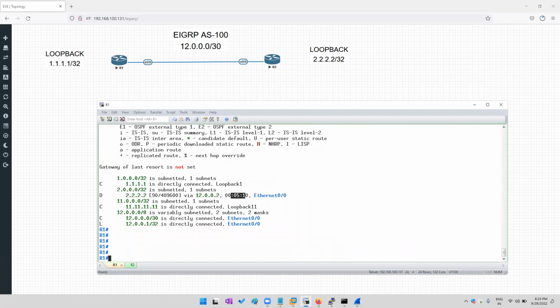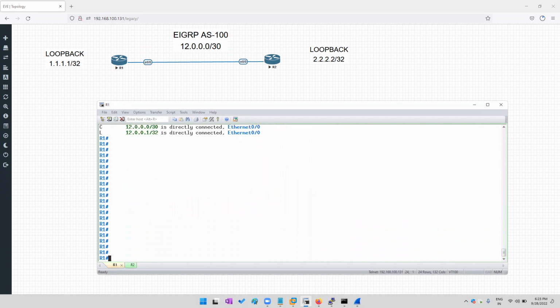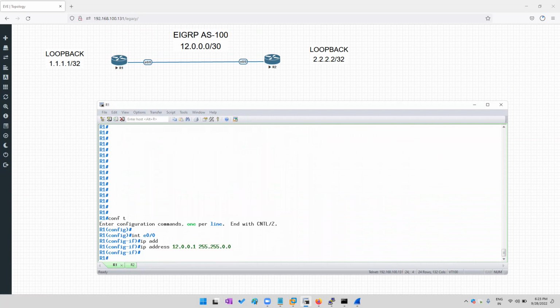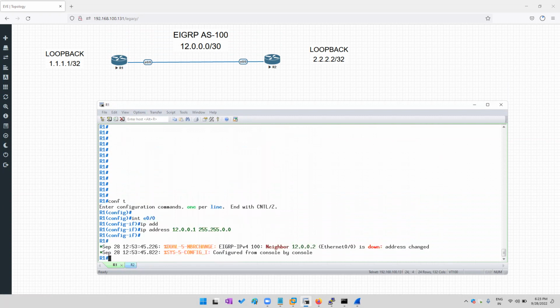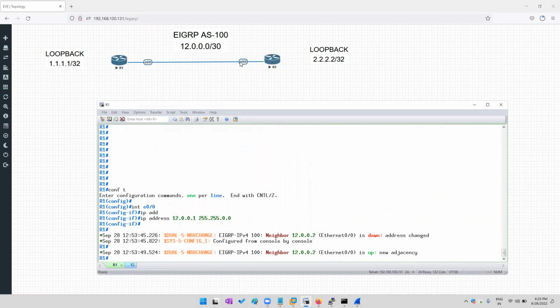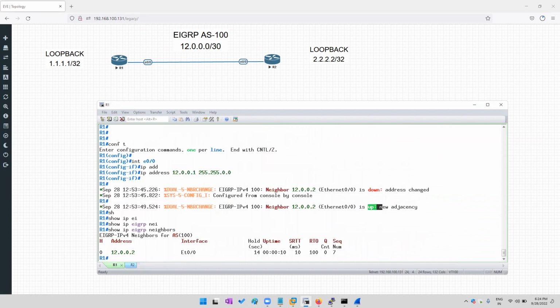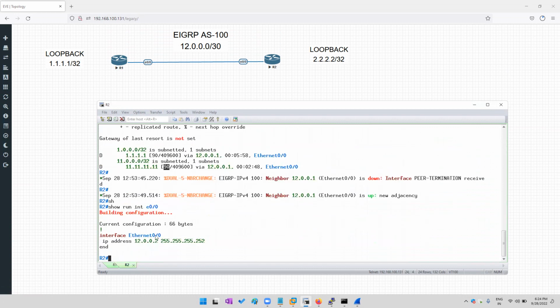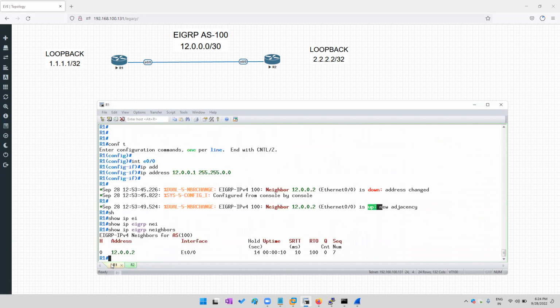If someone asks which parameters are needed to form neighborship, or how to mismatch neighborship: if I go to router 1 interface E0/0 and set IP address 12.0.1 with subnet mask /16, and on this side we use /16 and on the other side we use /30, will the neighborship be up? Yes or no? Neighborship will be up. Show IP EIGRP neighbor. Why? Go to the R2 side, show run interface E0/0. So is the subnet mask an issue? No, because this is not a parameter.